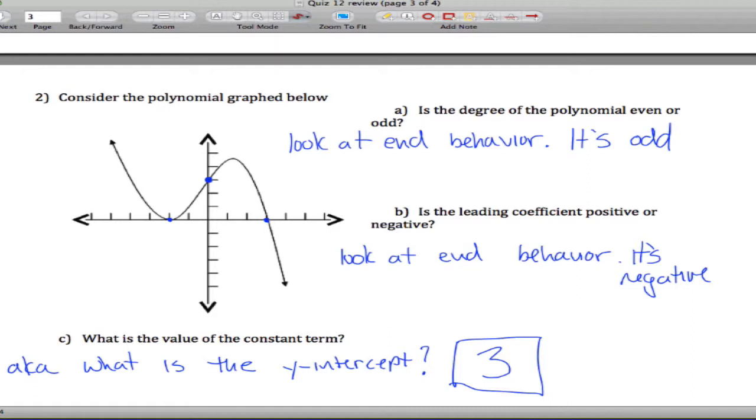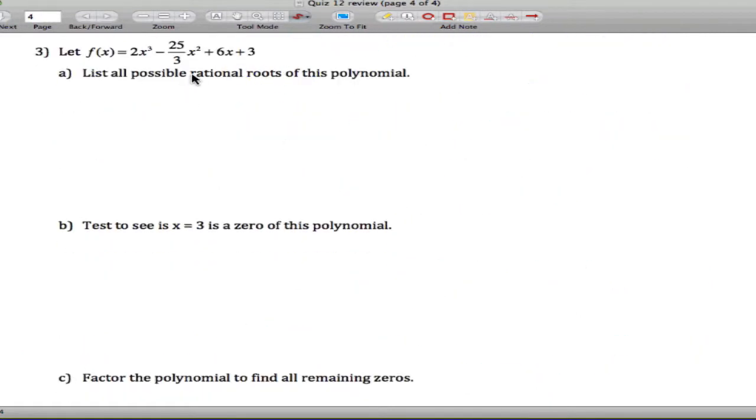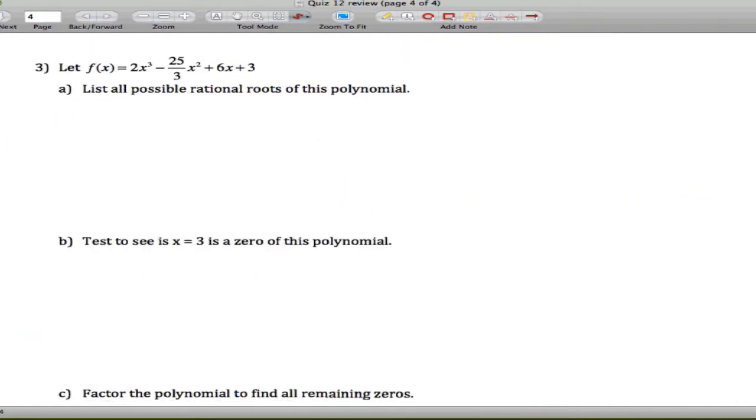One way they can ask you questions is by giving you the graph of the polynomial, asking you all about it. They can ask you many of these same questions. They just give you the equation of the polynomial. So that's what we're doing in this last problem here. You'll see that these questions are very similar to the questions we had up here. The difference is now we don't have the graph, we just have the equation. So I'll show you how to do it.